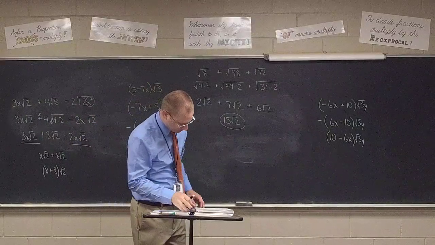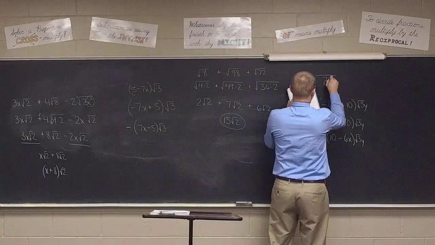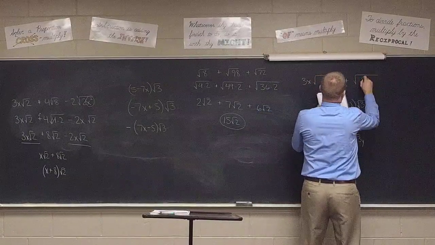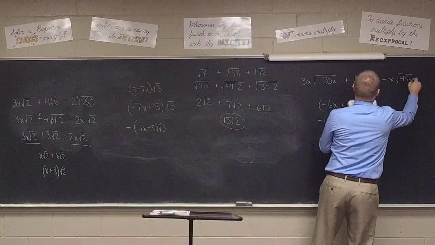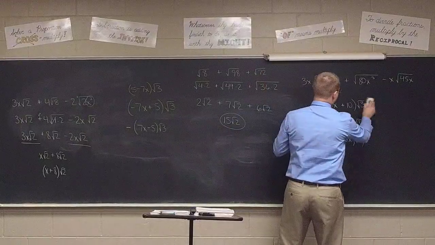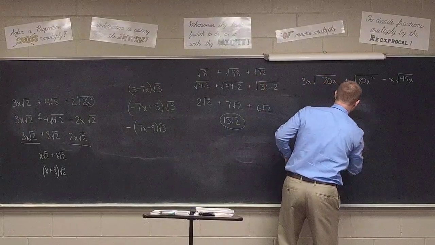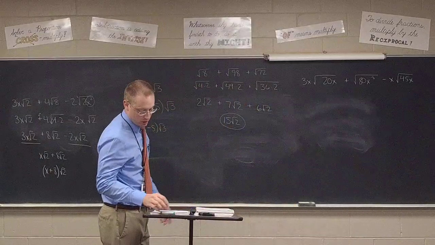Excellent. Looking at number 31, I got a 3x times the square root of 20x plus the square root of 80x cubed minus x times the square root of 45x. I'm going to go ahead and come to you on this one. Again, none of them are similar right now. We're going to have to reduce all of the radicals down. Which one do you want to start with?